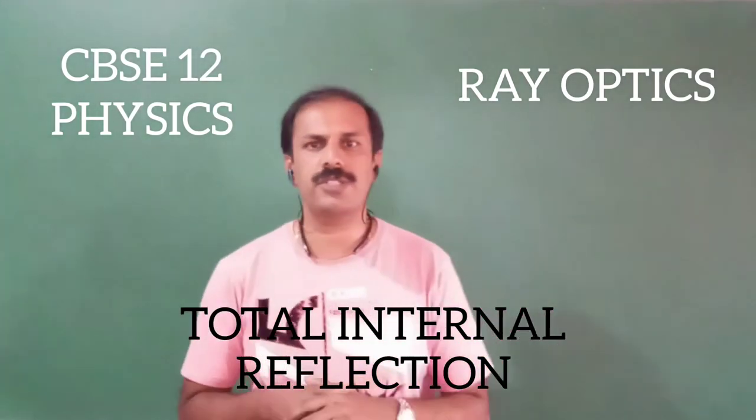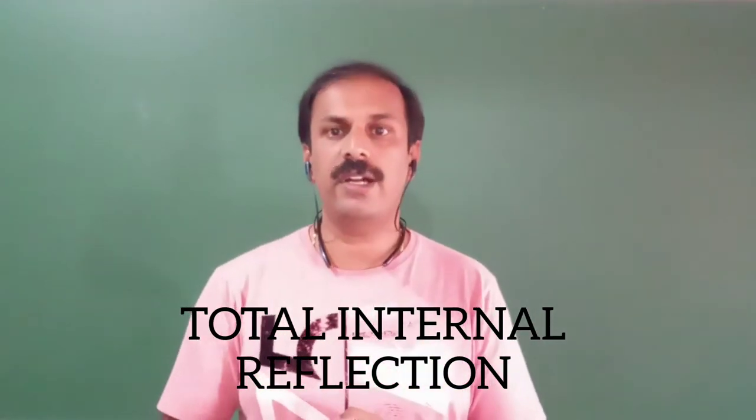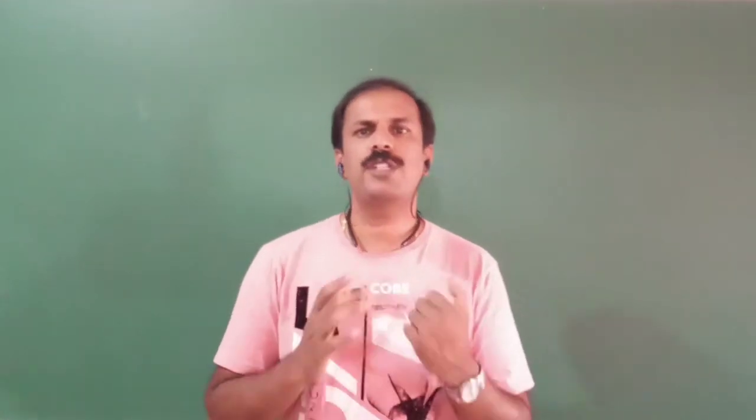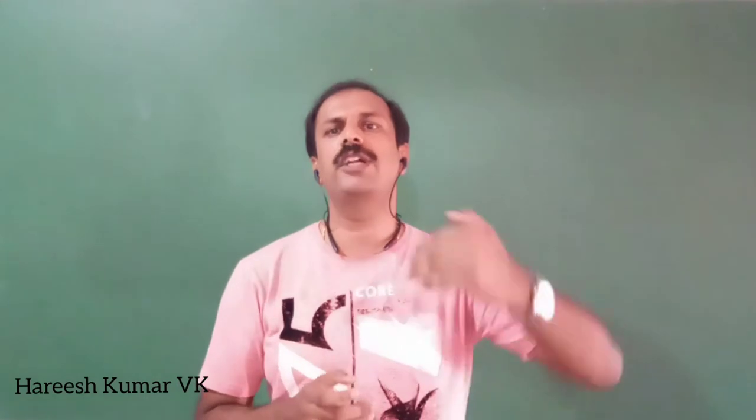Today we are going to discuss an optical phenomenon called total internal reflection. This is a particular phenomenon which happens when light is trying to travel from a denser medium to a rarer medium. For example, light passing from water to air or glass to air. In such a situation, there is a special optical phenomenon called total internal reflection. So first we will discuss what it is.